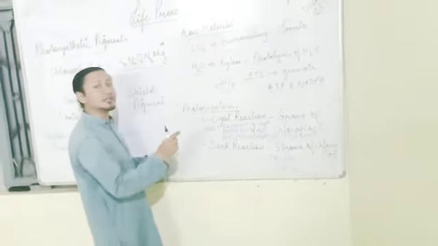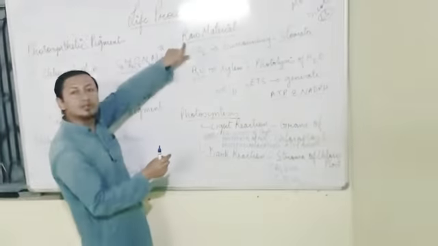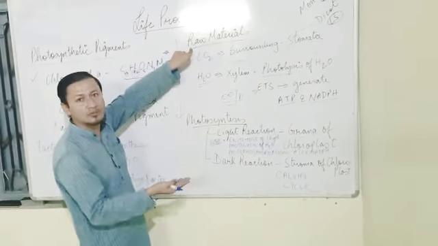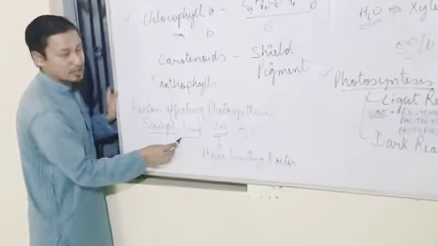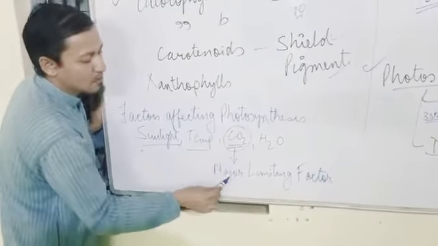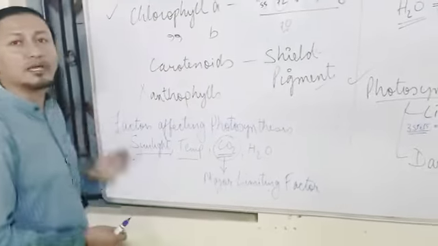Now children, there are other factors. Whatever is the raw material required for photosynthesis also becomes a factor. So the factors will include sunlight, temperature, carbon dioxide and water. Here carbon dioxide we call the major limiting factor, so it plays a very important role.